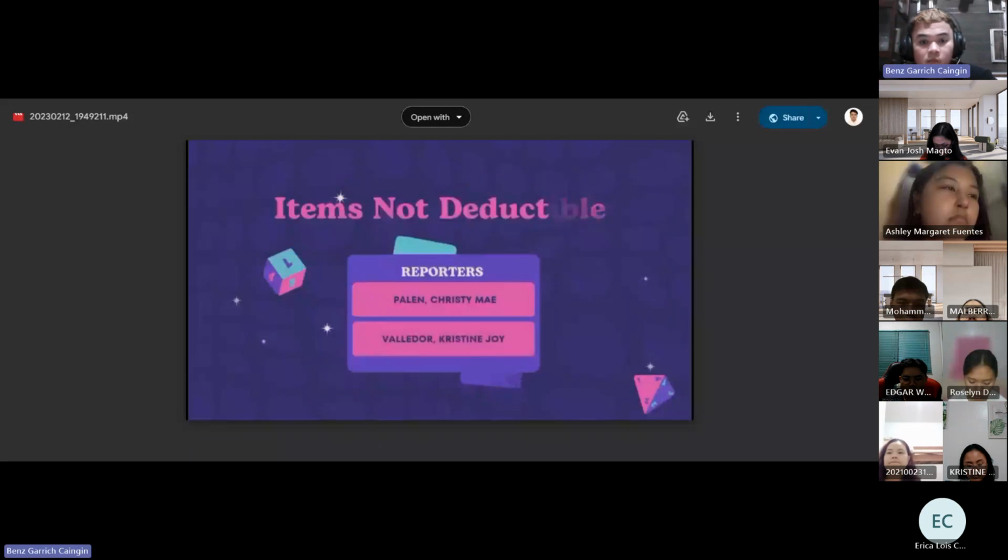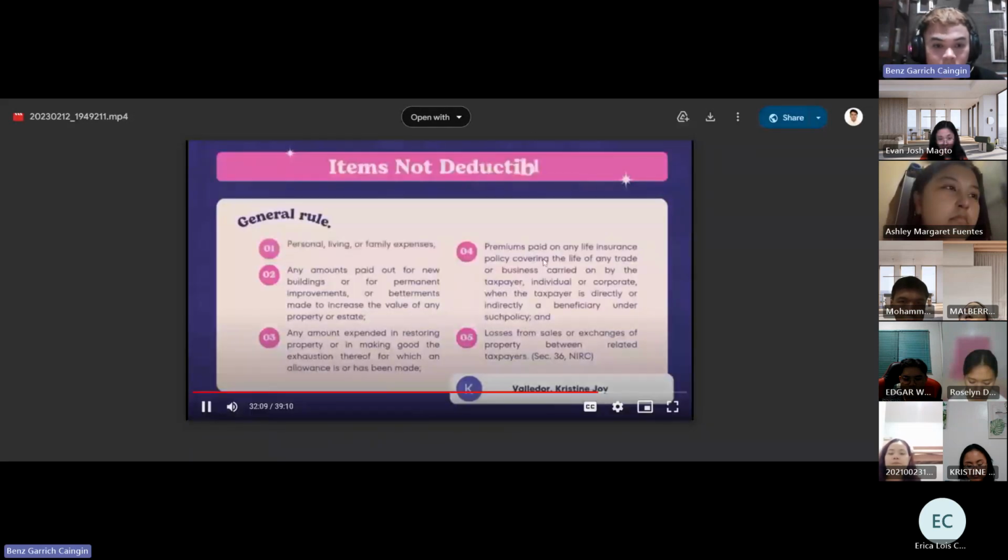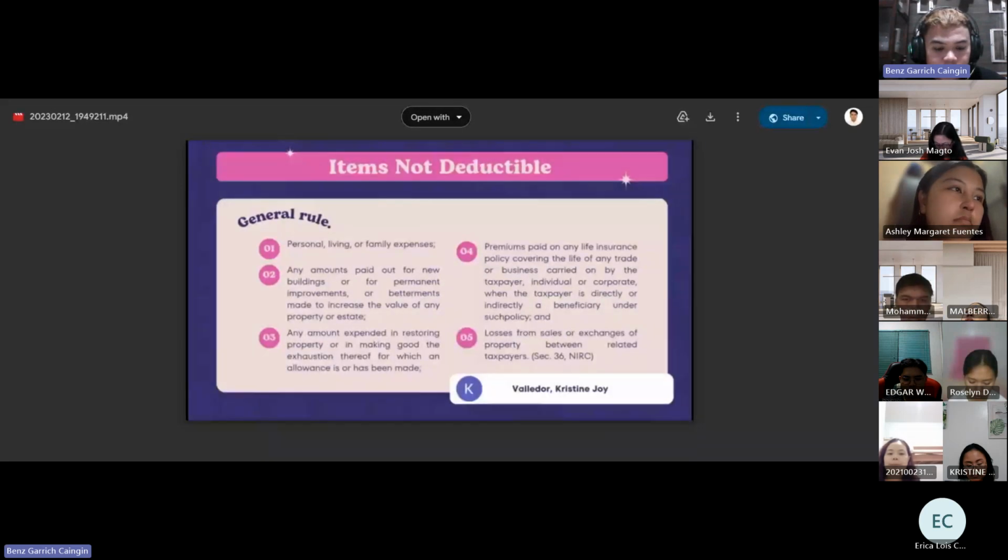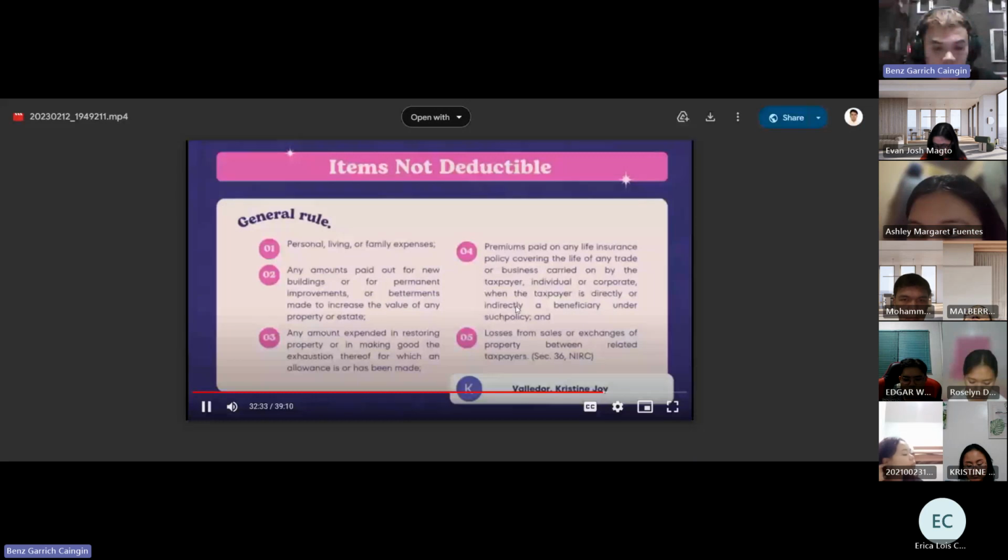Items not deductible. The general rule is that these expenses are not deductible in computing taxable net income. First, we have personal, living, or family expenses. Second, any amounts paid out for new buildings or for permanent improvements or betterments made to increase the value of any property or estate. Third is any amount expended in restoring property or in making good the exhaustion thereof for which an allowance is or has been made.